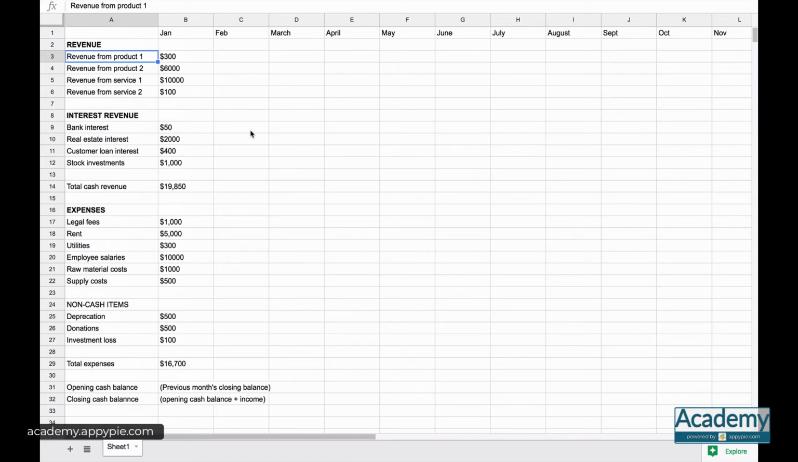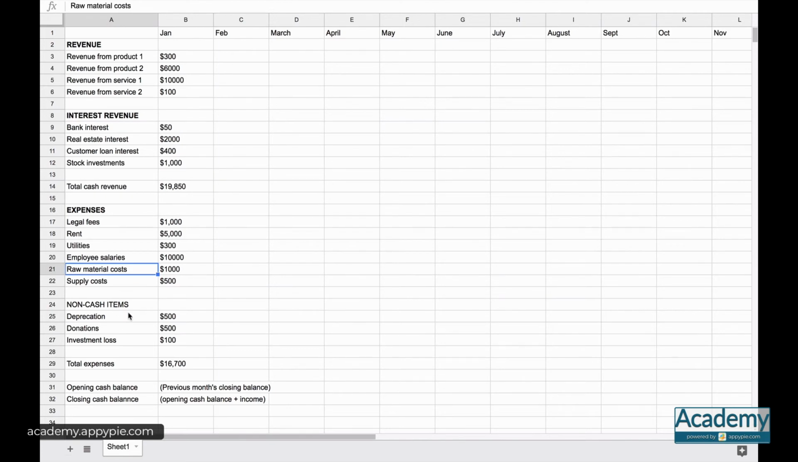Sometimes other items on the list, like we'll see here, can make your business profitable. For example, you see that for this example, I added, you get some bank interest, some real estate interest, customer loan interest, and stock investments, right? Profitable. And that pushed the overall revenue, not income, sorry, to $19,850.